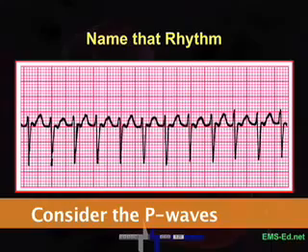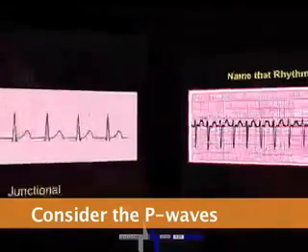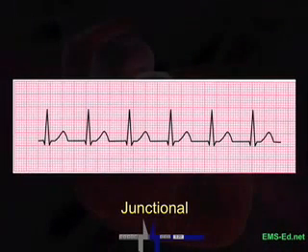But wait a second. Let's look at another rhythm. Well, there's no P waves there. Well, this is a junctional rhythm. This is slow enough that we could see P waves if they were there, but there is no P wave. This is not quite so fast, but still no P waves. This is a junctional rhythm, and more on that later. Suffice it to say for now that not all rhythms without P waves are junctional.